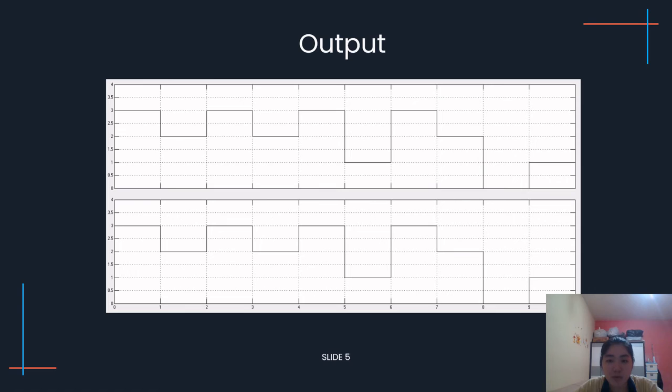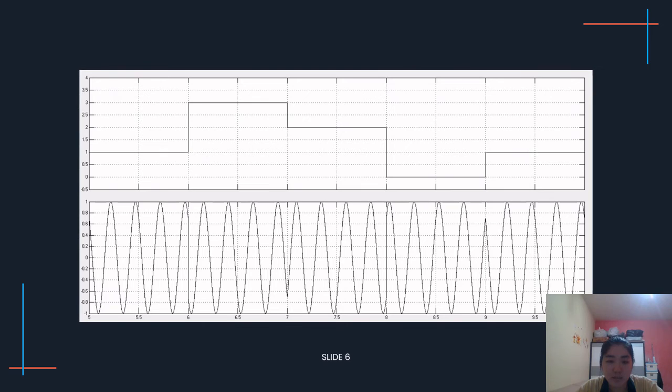Okay, this is the output of scope 1, which is the upper one in the above diagram. This is the input of the sine wave, and this is the output of the QPSK.